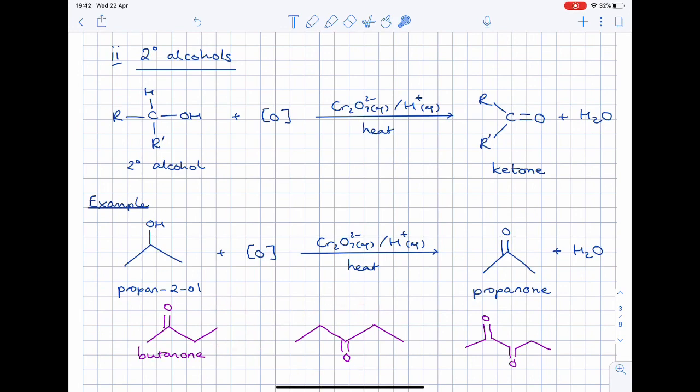This middle one here has 1, 2, 3, 4, 5 carbons, so it's based on pentane. So the parent alkane will be pentane. We take the E off the parent alkane and replace it with ONE, which is the name for a ketone, or the ending for the ketone. And then we need a position number in this case for the double bond O, because this double bond O can be here and it'll be a different compound.